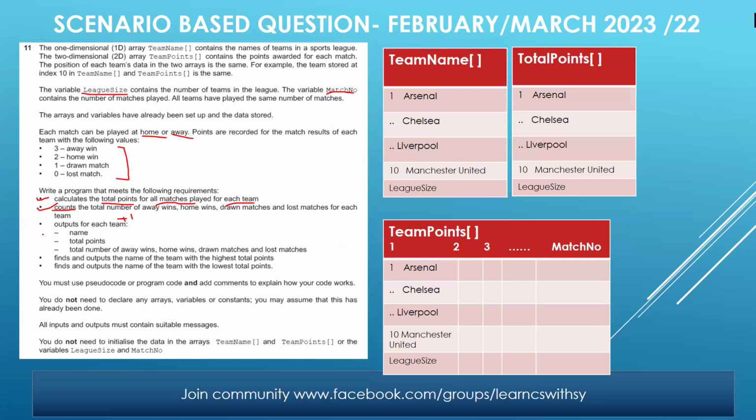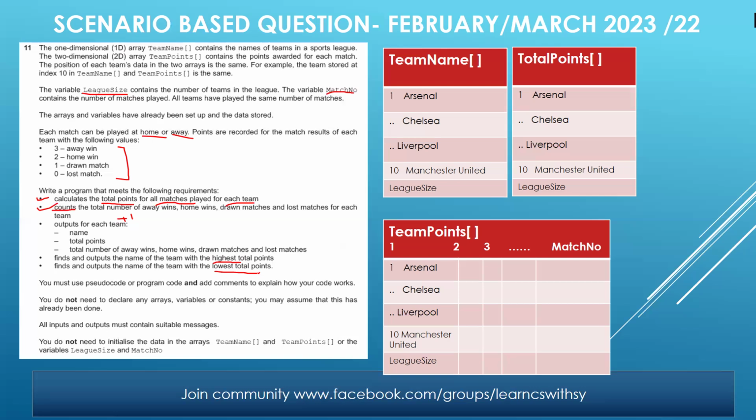Finds and outputs the name of the team with the highest total points. Again, you can see highest, and then finds and outputs the name of the team with the lowest total points. So it means in this question, they've actually covered the 2D array, the 1D array, and the concepts of counting, totaling, maximum, and minimum. So all the 4 major concepts that we have learned are going to be applied here. Find any issues? I hope that you all can recall, but the only change is now it's a 2D array, so it means that that will be handled through a nested loop. Exactly, this one, alhamdulillah, that you people remember.